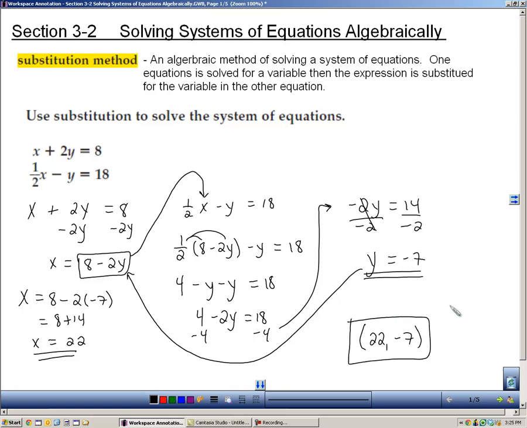So if I were to graph this system of equations, if I were to put these on a graph and graph them, they would cross in one place, and this is where they would cross. Algebraic methods like substitution are a lot better than graphical methods sometimes because you don't have to worry about being neat when you graph, and you can just use algebra.